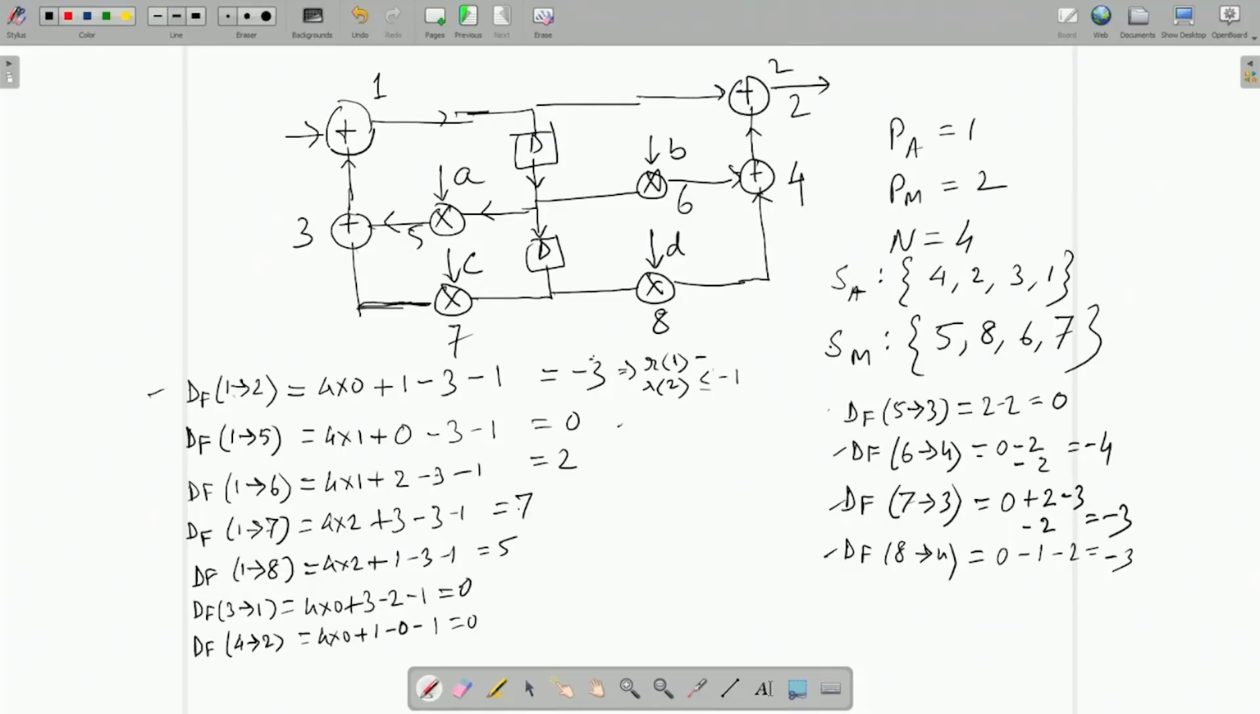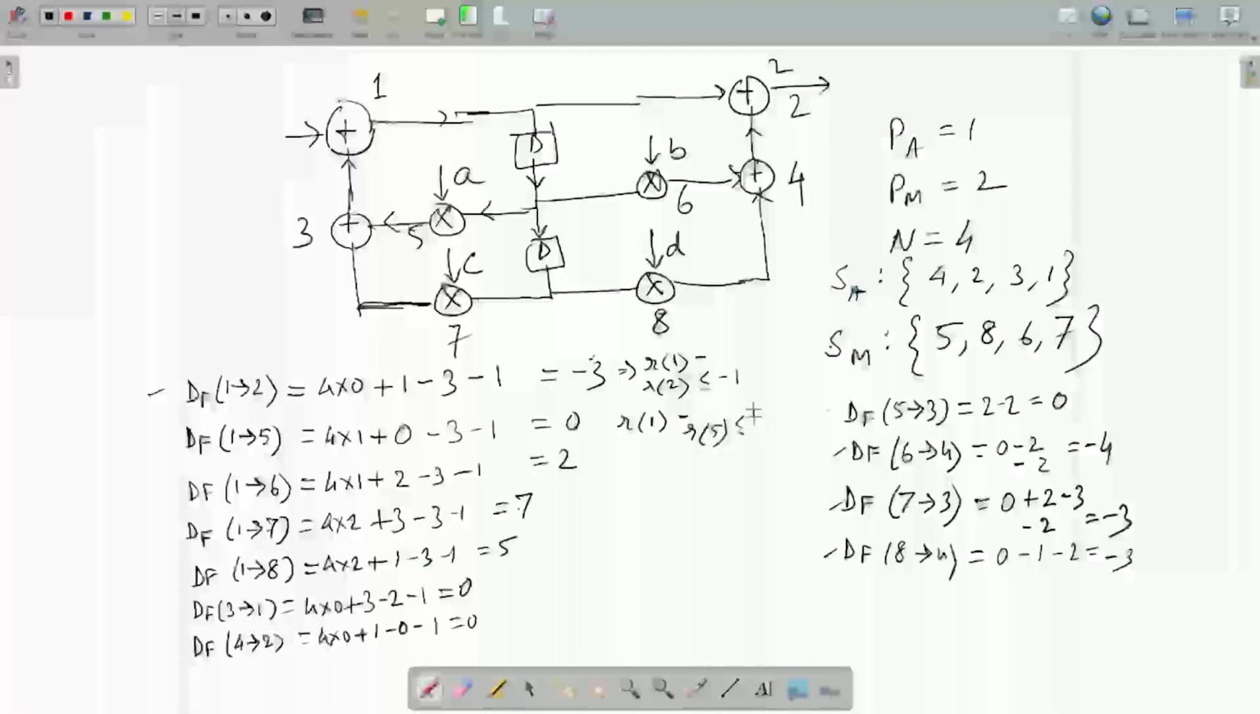Similarly, R of 1 minus R of 5, this will be less than equal to 0 by 4 and the integer below that. So, 0 by 4 itself is an integer which is 0. So, no need to go below it because it is not a fraction. So, this is another inequality.